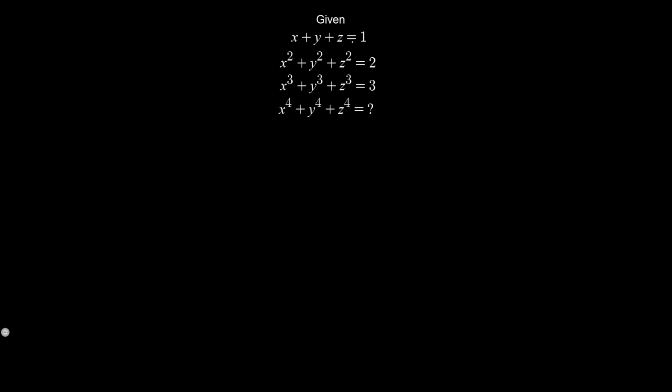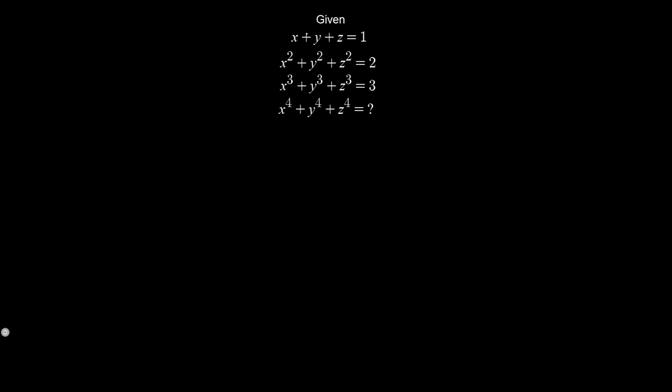As we see, there's a pattern. The first equation is 1, the second is 2, the third is 3, so we would obviously assume it is 4, but that is not the case here. We have a lot of different ways to approach this problem. We could either use Newton sums or do everything from scratch, starting from the first equation and working up to the second, third, and fourth, which is what we're going to do.